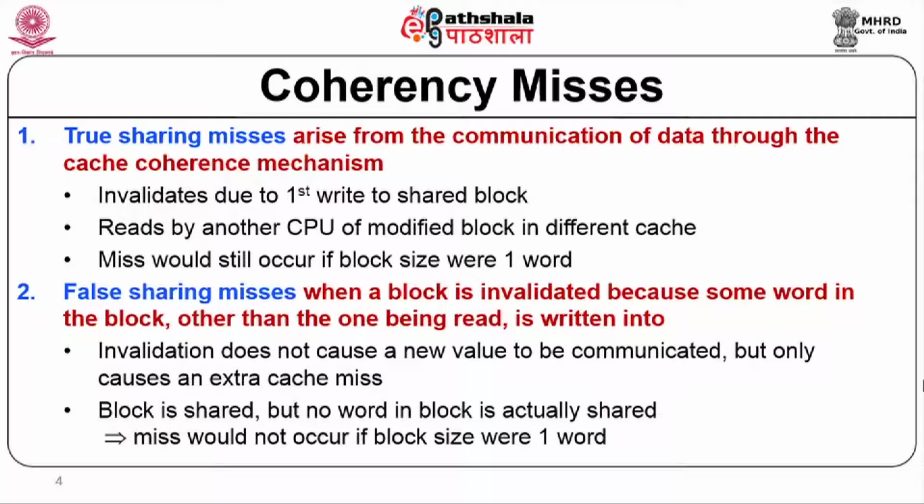This false sharing miss occurs because the block size is more than one word. If the block size had been one word only, then you would not have had this miss. The invalidate does not cause a new value to be communicated, but only causes an extra cache miss, because after all I am not interested in the modified word, I am interested only in a different word, but still because the block itself has been invalidated, I will encounter a miss. So, the block is shared, but no word in the block is actually shared. This miss would not have occurred if the block size were only one word. That is how you distinguish between a true sharing miss and a false sharing miss.